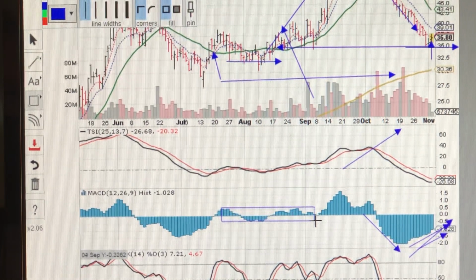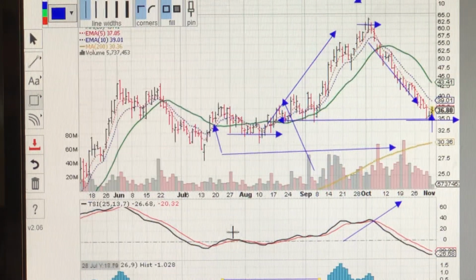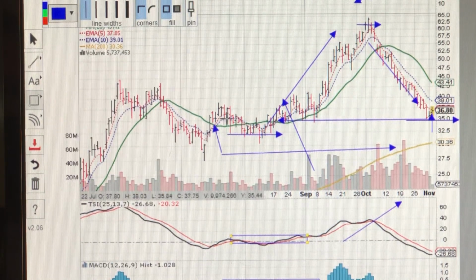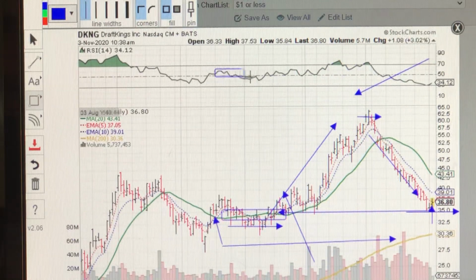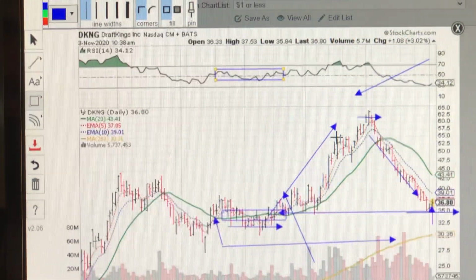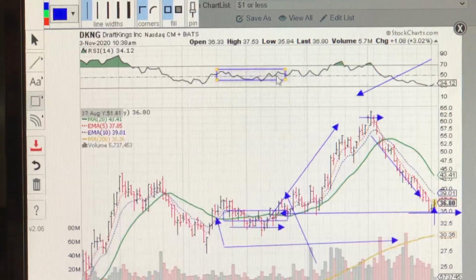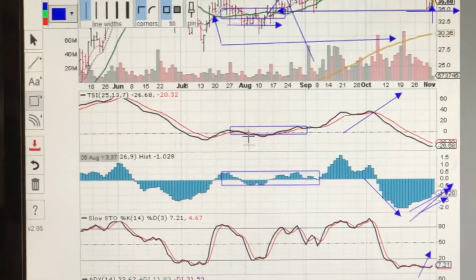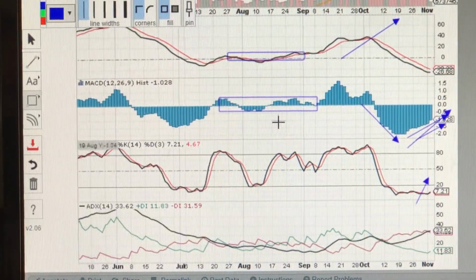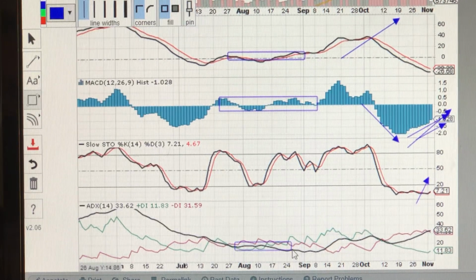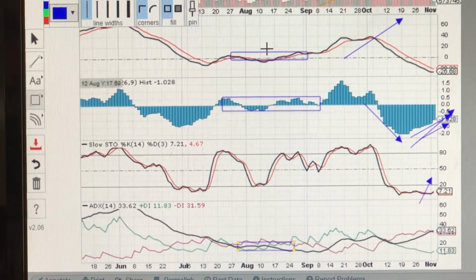When it gets tiny like this, what does that tell you? No price movement. Sideways. When the indicators go sideways, they're not worth anything. None of this matters anymore. This is sideways crap. These indicators are no longer of any use to you.